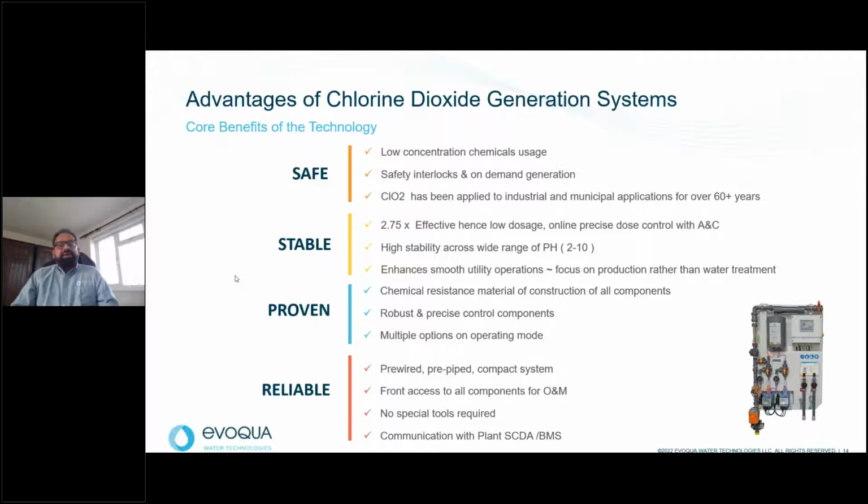As we know, chlorine dioxide is 2.75 times more effective than elemental chlorine. So obviously, the dosage requirement is much lesser compared to any other chemical dosage. It is to be noted here that chlorine dioxide is highly stable across a wide range of pH. That means we can have a pH of 2 to 10 here, and that gives a good stability of dosage.